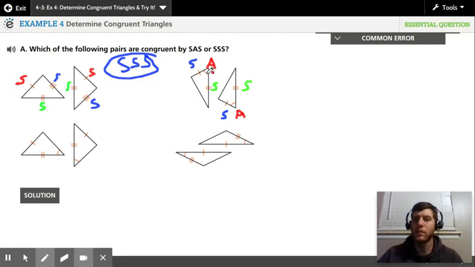And they are. The angle here is between, it's the included angle. It's between our two sides. This angle is between these two sides that are congruent. So we're going to do side, angle, side.